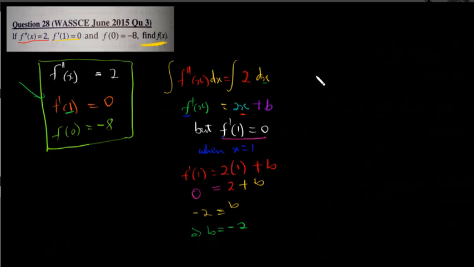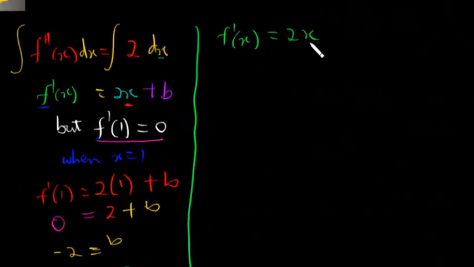All right, so if the value of b is -2, then I can come back here and write that f prime of x equals 2x minus 2, because now I have found the value of b. Now I have to find the function f of x, not f prime of x. So I'll go on to integrate here again. I will integrate f prime of x.